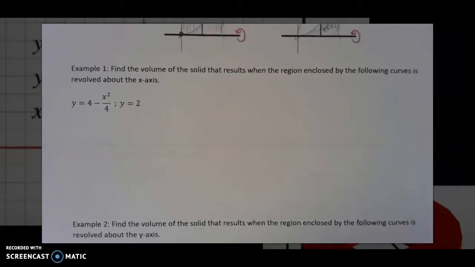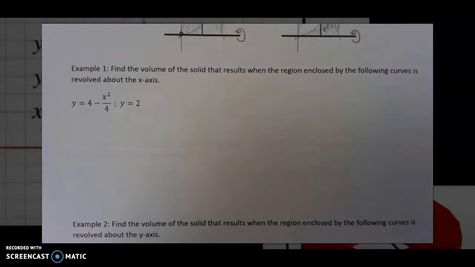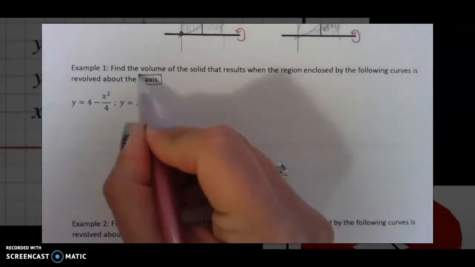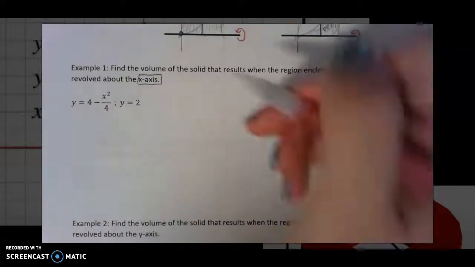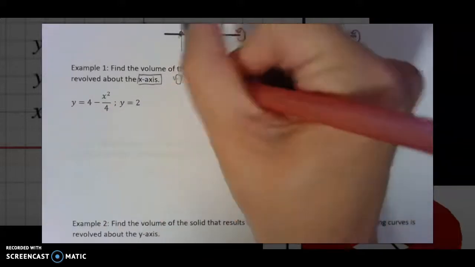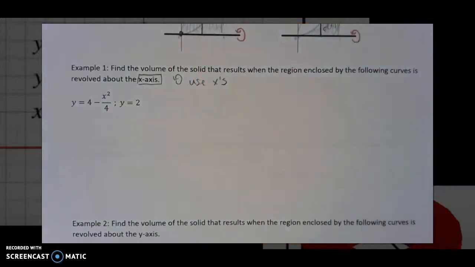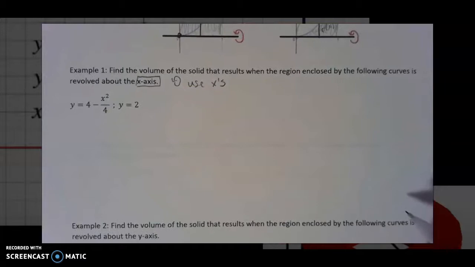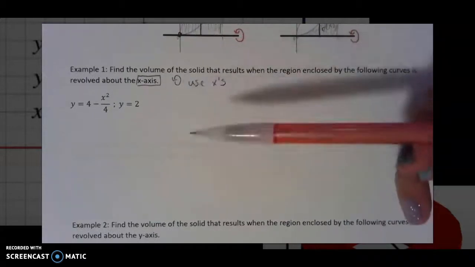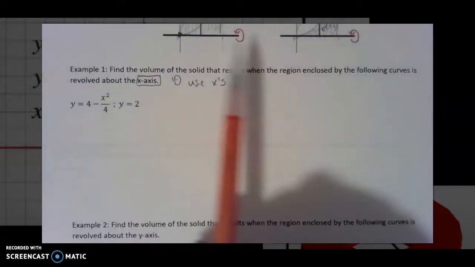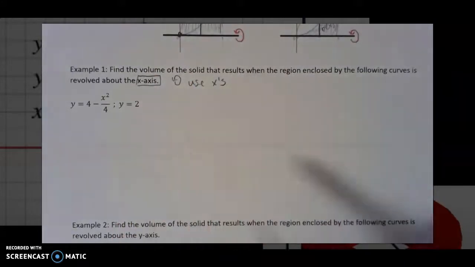Okay, so example 1, it says, find the volume of the solid that results when the region enclosed by the following curves is revolved about the x-axis. So make sure we notice this means it's being revolved around the x-axis, which means it's horizontal. So this means we should be using x's. We need to make sure we use x's because we are doing a horizontal rotation. That means our limits should be a lower and an upper x value.